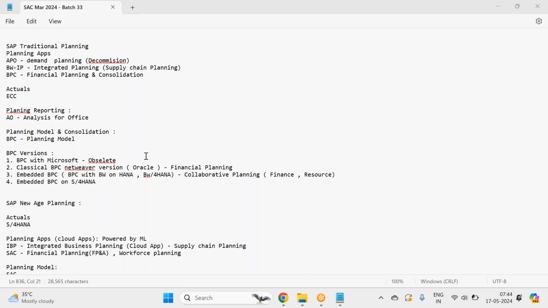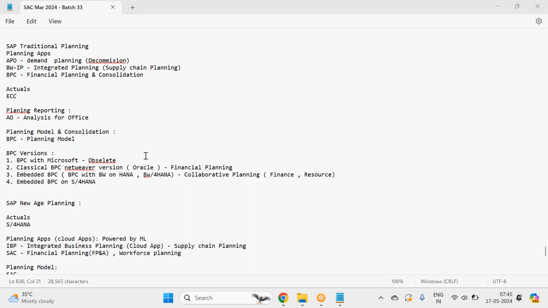But one point to be noted is the entire BPC is going away, guys. The entire BPC ecosystem is completely going away. It will be replaced with SAC for financial planning and S4HANA Group Reporting for consolidation. So they will be replacing the entire ecosystem of BPC. Even Analysis for Office is also going away because that component is also built into SAC. So we have the write back functionality available in SAC.